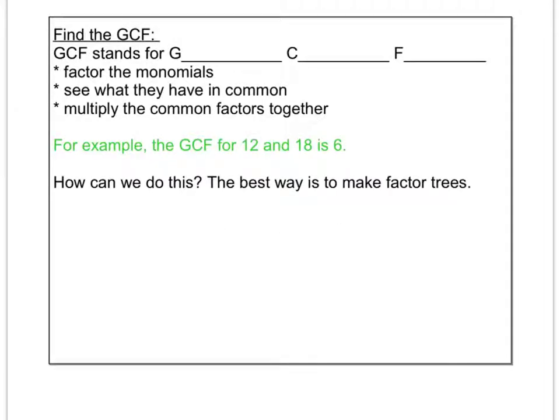Alright, then we just want to go over a GCF, which we've already talked about. So G stands for greatest. C is common. Factor. So we factor the monomials, so we look at each of the numbers or monomials they give us, and then we just look for the biggest numbers that they have in common. Or we can also use factor trees.